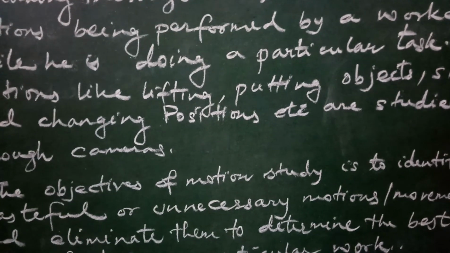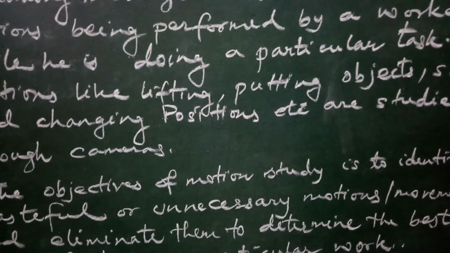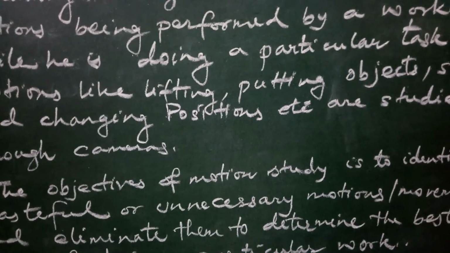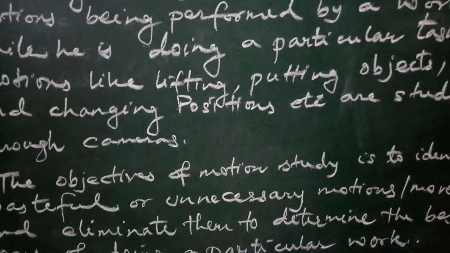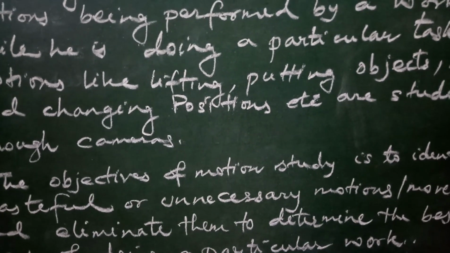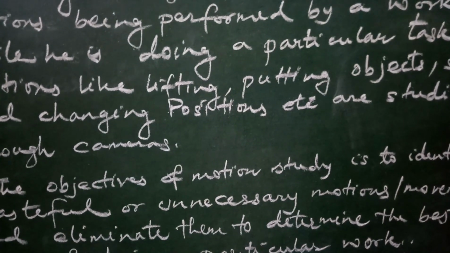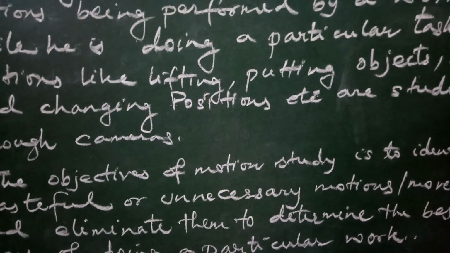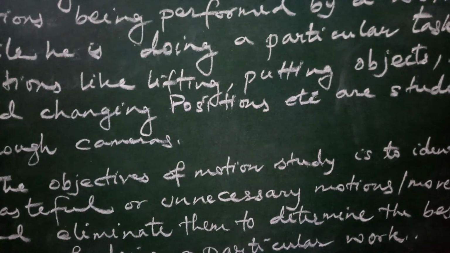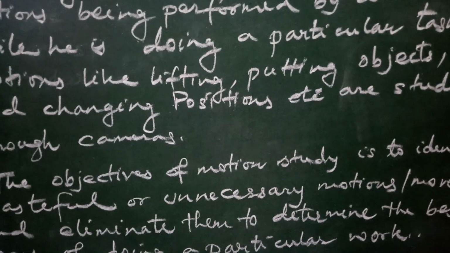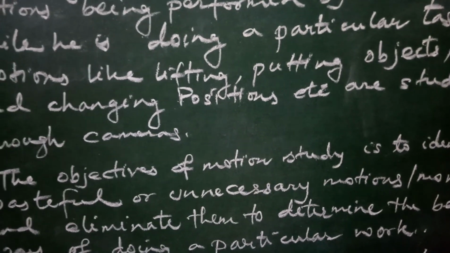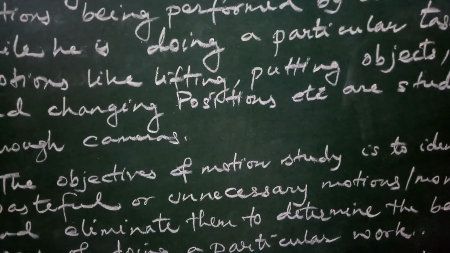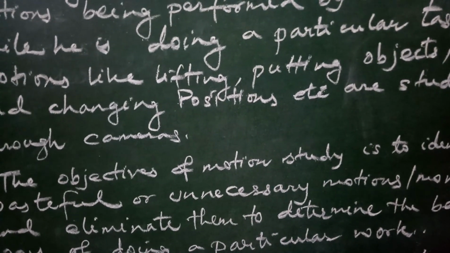Now the question is, why is a motion study conducted, or what is the objective of the motion study? Answer: motion study is conducted to determine the movement of workers while doing a typical job, to differentiate between productive and unproductive movements, to cut down unproductive movements, and to design suitable equipment and tools to minimize the unproductive movements.